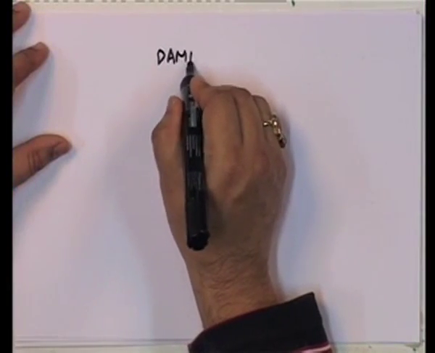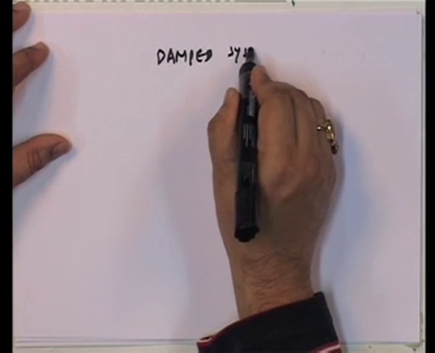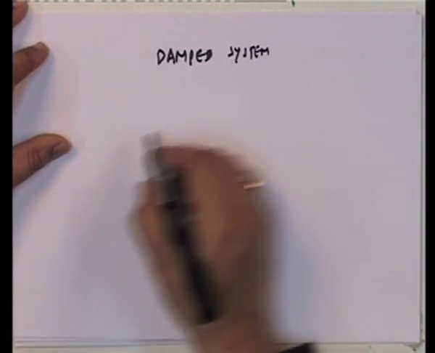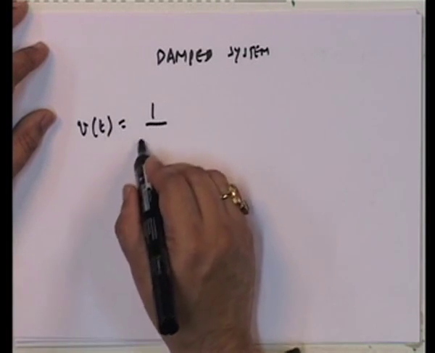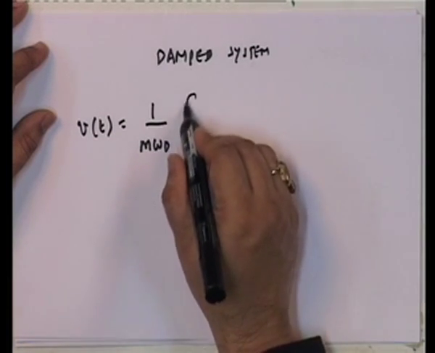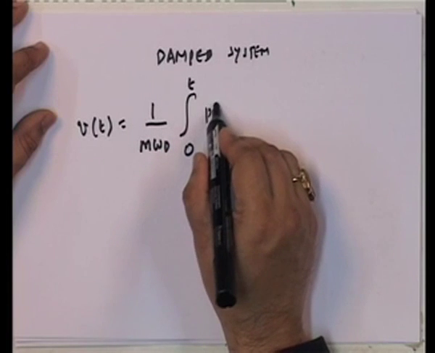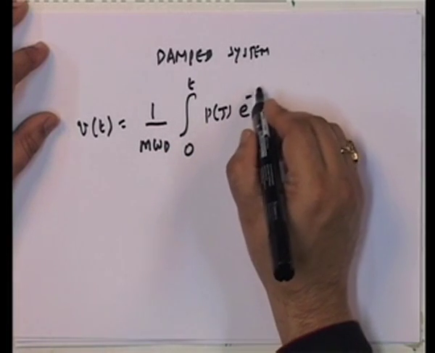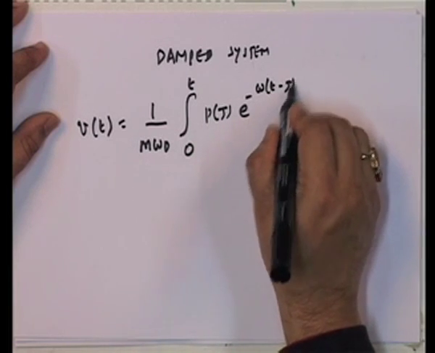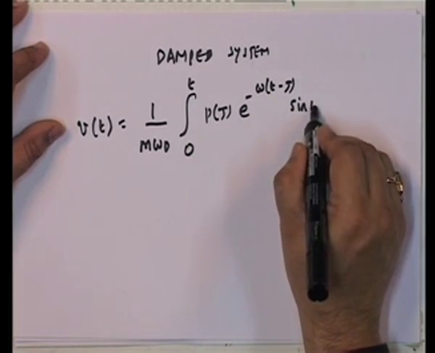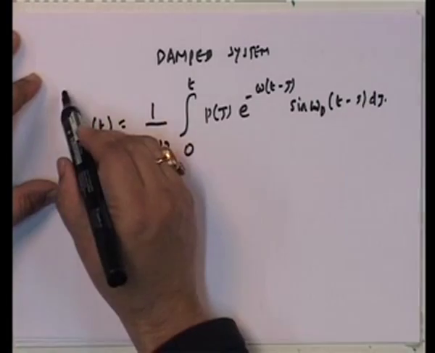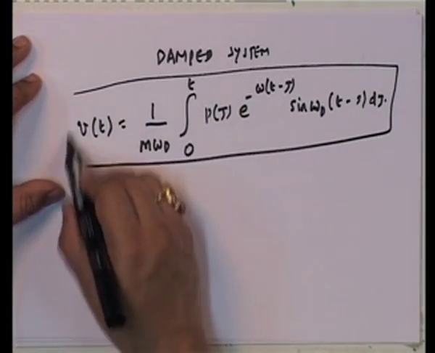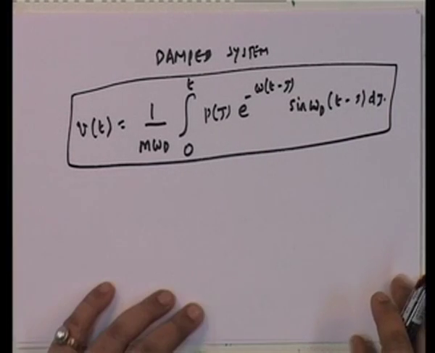You get the following thing. If I have the damped system Duhamel integral, the Duhamel integral is the following: v of t is equal to 1 upon m omega d, integral 0 to t of p of tau exponential minus xi omega (t minus tau) sine omega d (t minus tau) d tau. This is the Duhamel integral for the damped system.